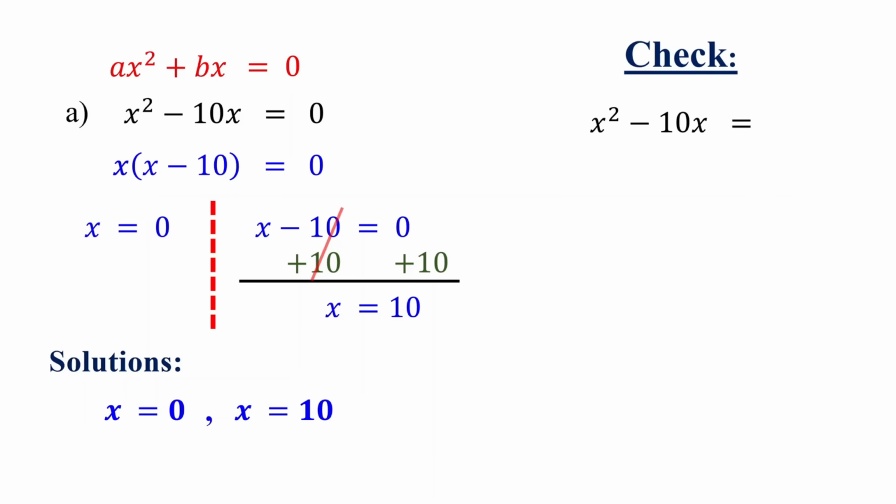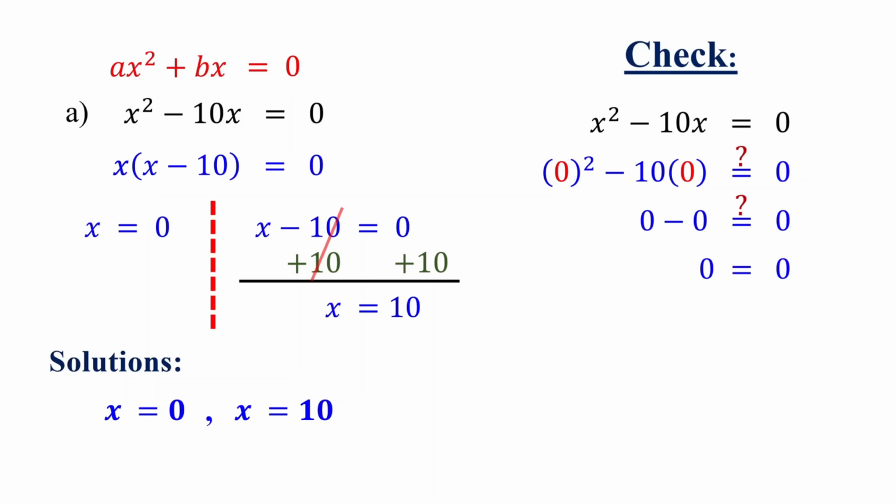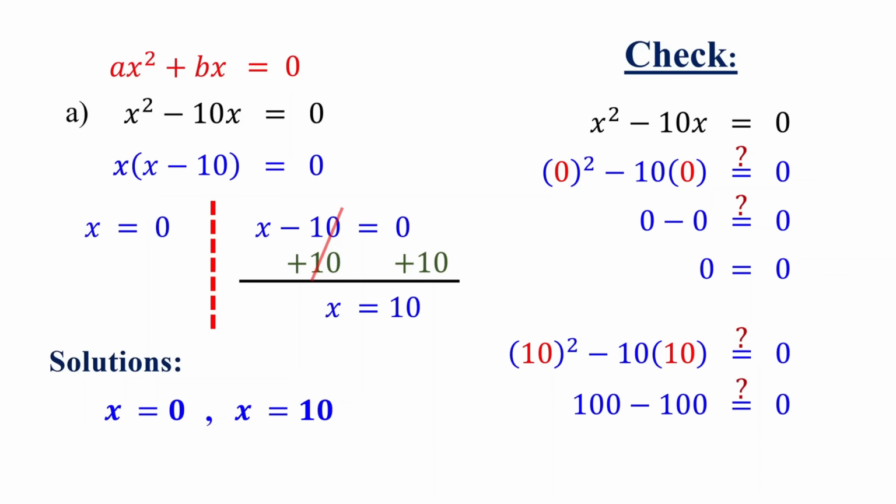We can check our solutions by substituting them back into the original equation. Substituting 0, 0 squared is 0, 10 times 0 is also 0, and the difference is also 0. Likewise, substituting 10, 10 squared is 100, 10 times 10 is also 100, and the difference is 0. As you can see, both 0 and 10 check out, confirming that they are indeed solutions to the quadratic equation.